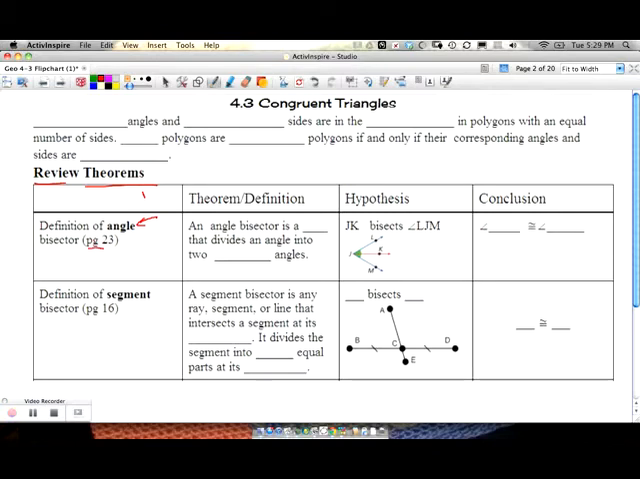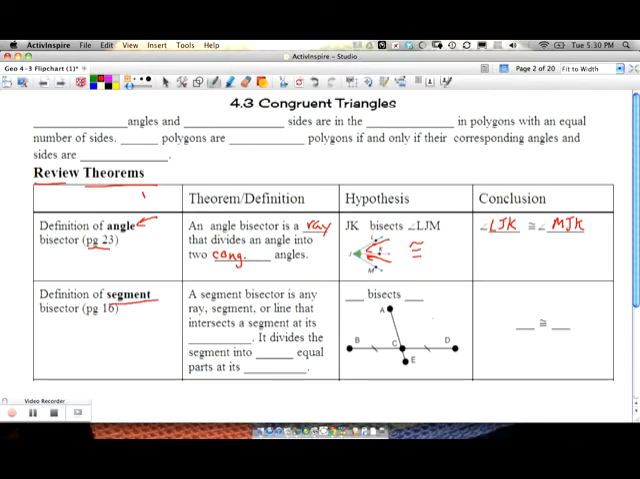So definition of an angle bisector. If you're not sure where to find this, it's on page 23 in your book. An angle bisector is a ray or a line that divides an angle into two congruent angles. Go figure, congruence. So that means that this angle in here and this angle in here are congruent. In other words, angle LJK is going to be congruent to MJK.